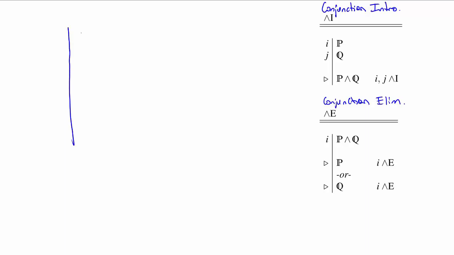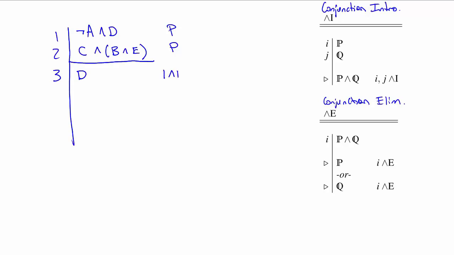So let's see, not A and D, C and B and E as our primary formulas, primary assumptions, lines 1 and 2. Now, if you take a look, both 1 and 2 are conjunctions, so we could take them apart if we want to. We could take the right conjunct from line 1 by conjunction or and elimination.